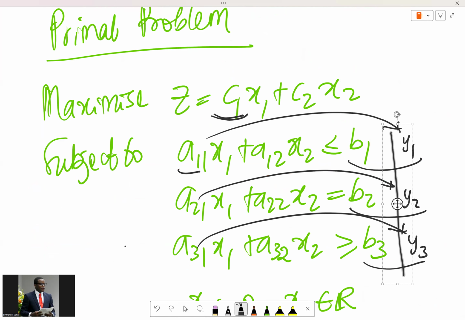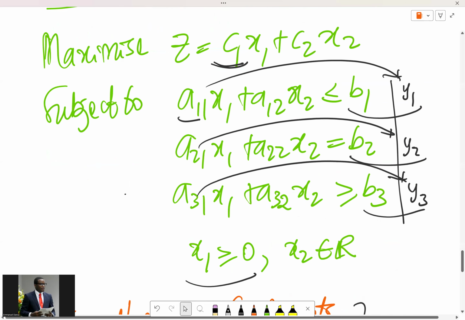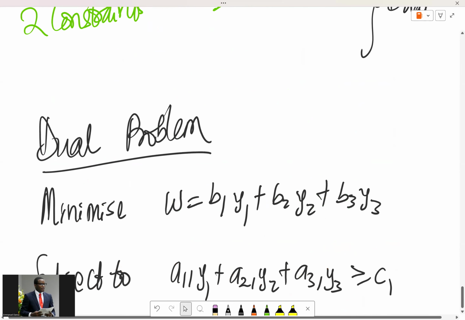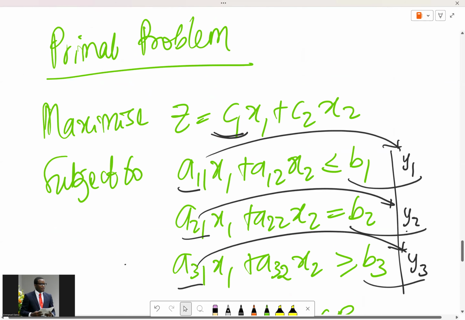So now you have that. A11 Y1, A21 Y2, A31 Y3 is going to now be greater than or equal to this C1 in the objective function.